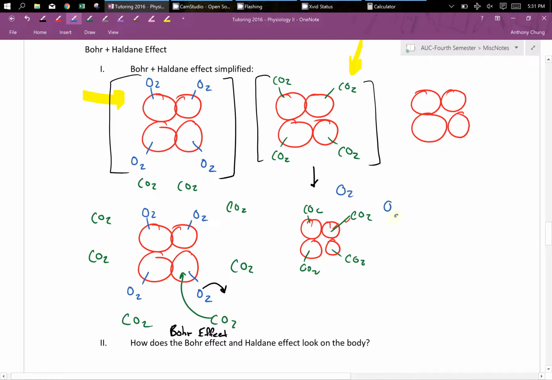So what happens here? When you have a lot of oxygen, what does the oxygen want to do? It wants to kick it out, right? It wants to kick out your CO2. So your oxygen is going to come in, and then it's going to want to kick out your carbon dioxide. This is known as the Haldane effect.